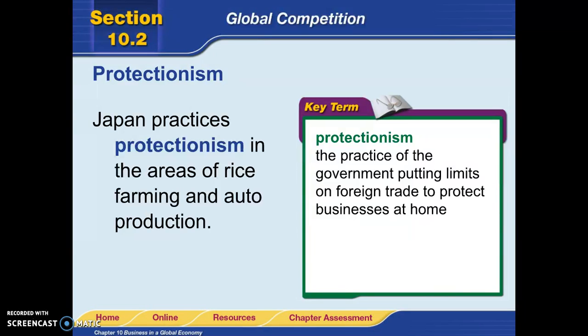Let's first break down protectionism. Japan practices this technique, and they do it in their export products of rice farming and auto production. Protectionism is defined as the practice of the government putting limits on foreign trade to protect businesses at home. They're trying to secure the ability for these home businesses to be profitable, because by opening up to a number of different competitors worldwide, it's going to be very difficult to be profitable. Not that it's impossible, it's just going to be more difficult, which is the reason for this concept known as protectionism.